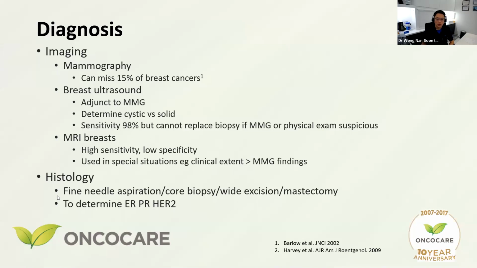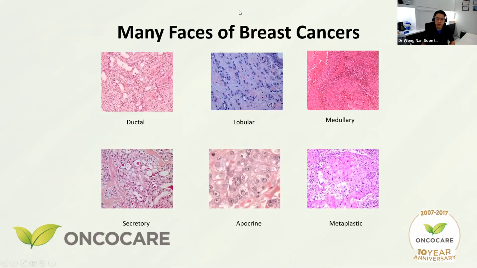So histology is the most important step in terms of breast cancer diagnosis. We need to confirm that the cells are indeed cancerous, and we need to obtain a sufficient amount of material to determine the hormone receptor status and the HER2 status to subtype breast cancer. So this leads into the very important point that breast cancer is not one disease.